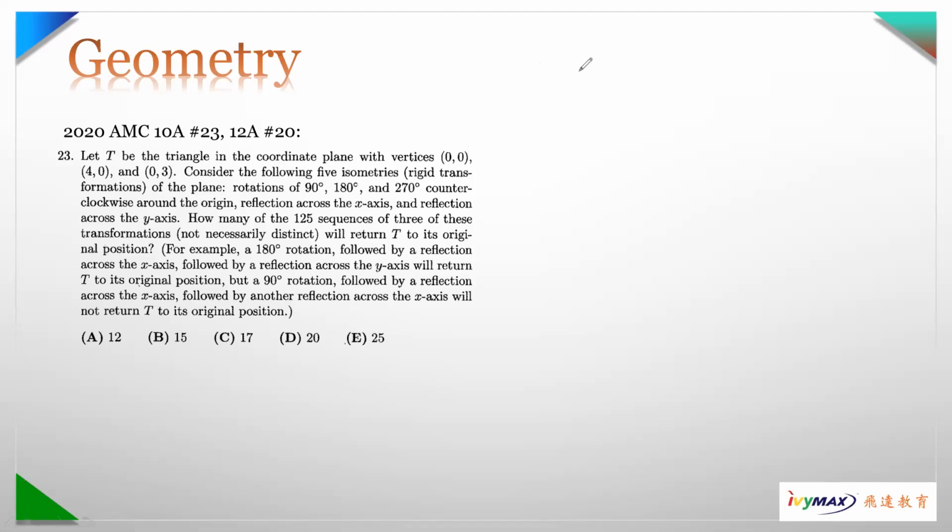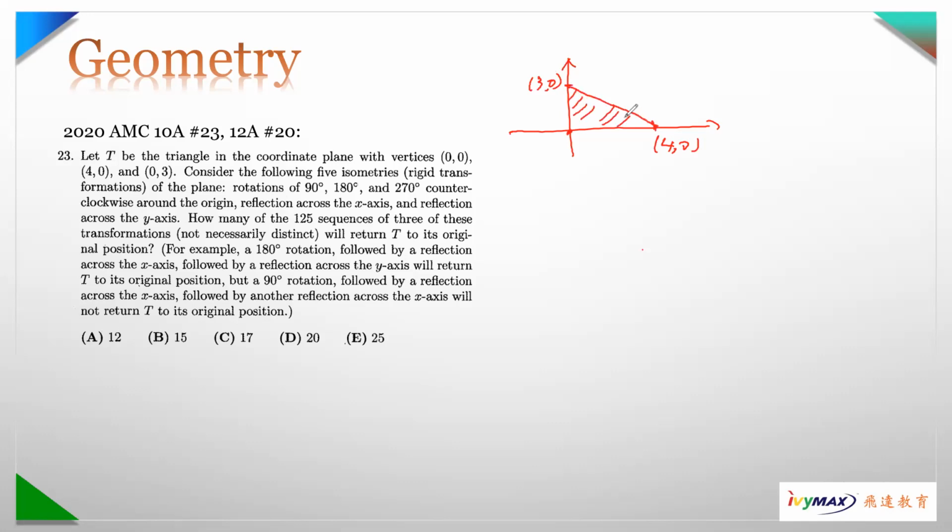You can draw that triangle on the coordinate plane pretty easily, because we have the point (0, 0), and this (4, 0) is located here, and this (0, 3) is located here. Okay, so that is the triangle.